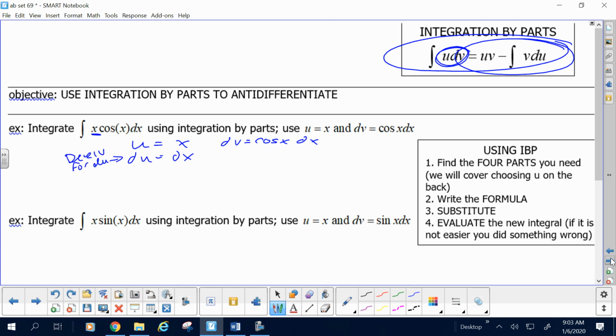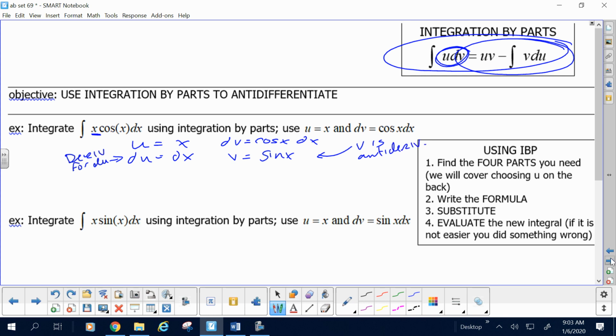Okay? Likewise, if dv is cosine of x, and the formula calls for finding v, then I need to know what v is. Well, if dv is cosine, that means the derivative is cosine, which means v is sine. So v is the antiderivative. Those are two little problems within the problem.